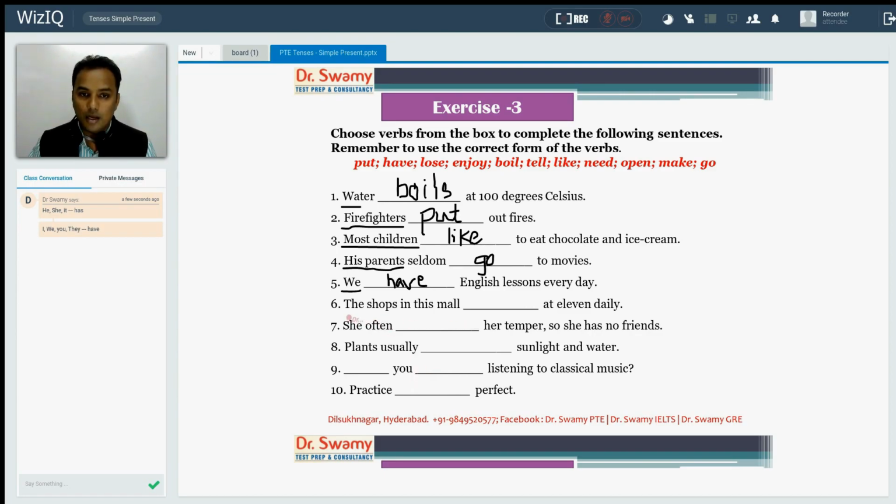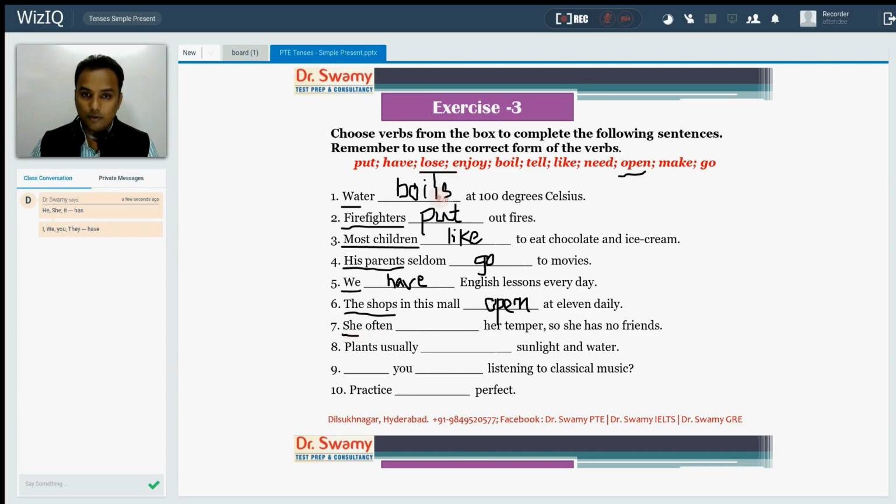The shops in this mall. Again, see what the subject is here. The shops is plural, so it becomes they. The shops in this mall open at 11 daily. We don't have to add es to the verb because the subject is plural, that is they. Now she is the subject, then it becomes she often.